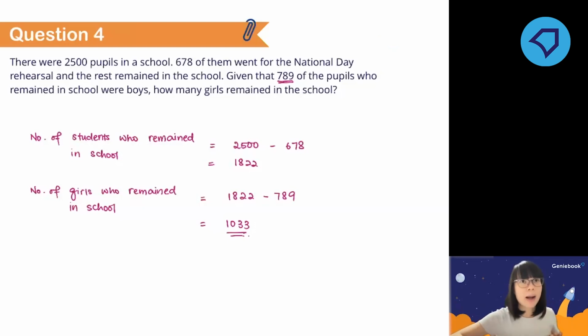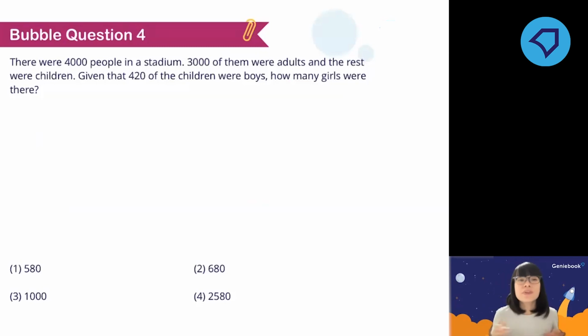So let's try our bubble question number 4, since all of you have no question. All right, let's try bubble question number 4. There were 4,000 people in a stadium. 3,000 of them were adults. The rest were children. Given that 420 of the children were boys, how many girls were there? 1 minute, 30 seconds. Your time starts now. This one should be slightly easier. And time is up.